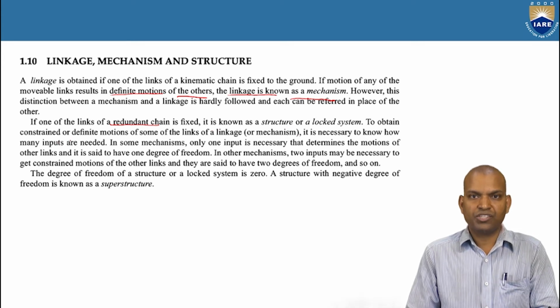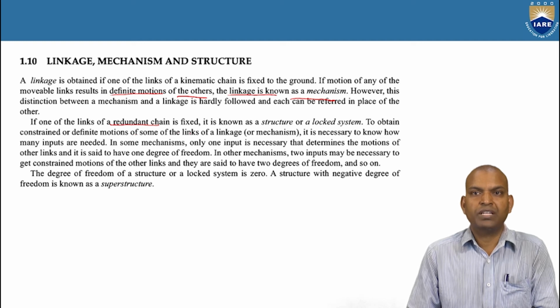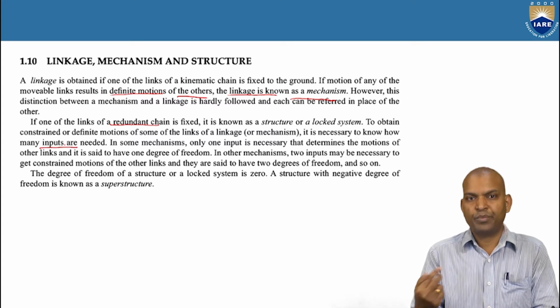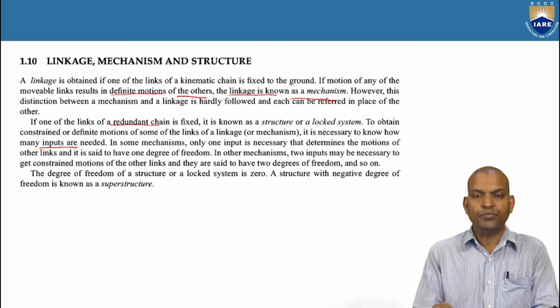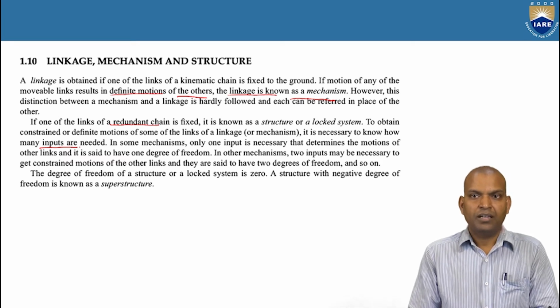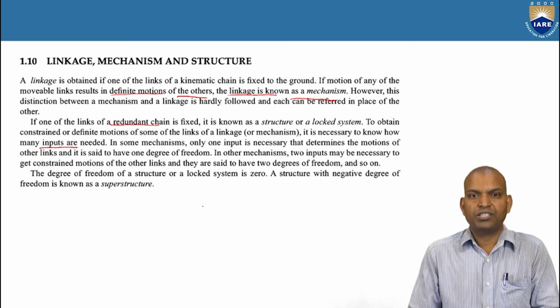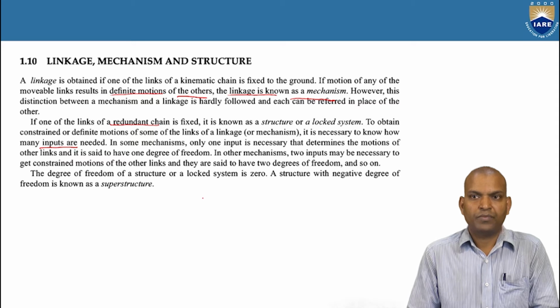To obtain constrained or definite motions of some of the links of a linkage or mechanism, it is necessary to know how many inputs are needed. What is the input here? It can be input angular motion or input linear motion, that is, angular displacement. Now, what is a locked system? For a locked system, the degrees of freedom is 0.